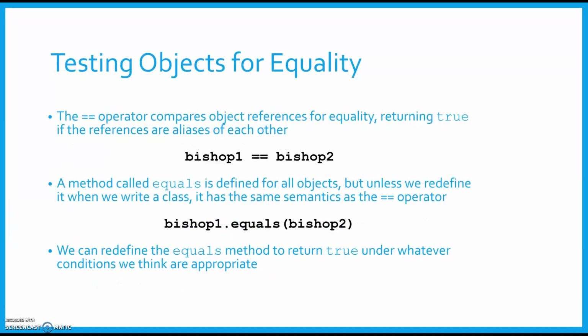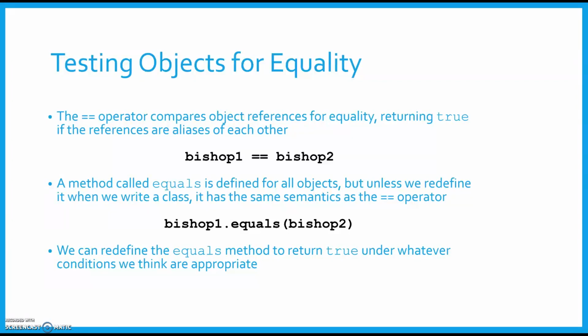The equality operator compares object references for equality, and it returns true if the references are aliases of each other. For example, if we have bishop1 == bishop2, if they are the same, then the equality operator is going to return true. And so how do we know if they're the same? Well, when BlueJ or your IDE runs that equality, it's going and looking for the memory location, and it's returning true if the memory location for bishop1 and bishop2 are the exact same.